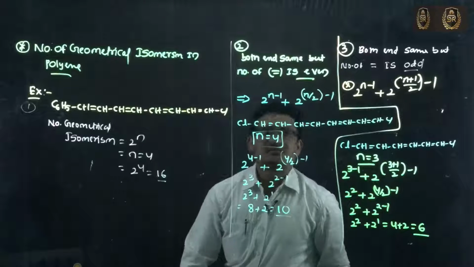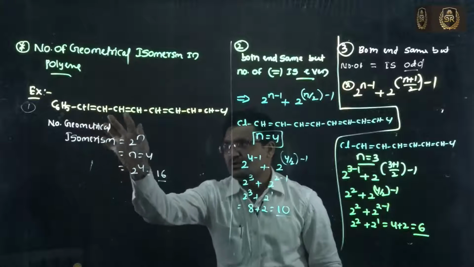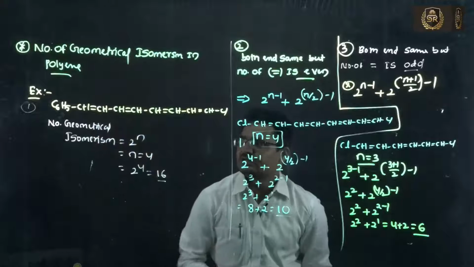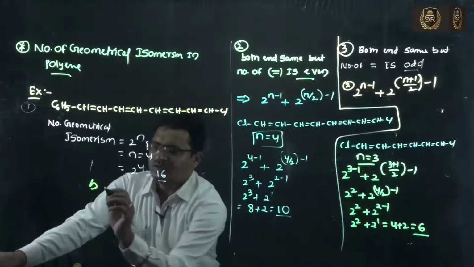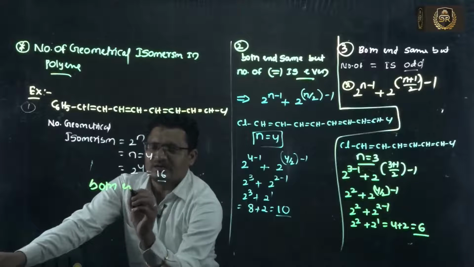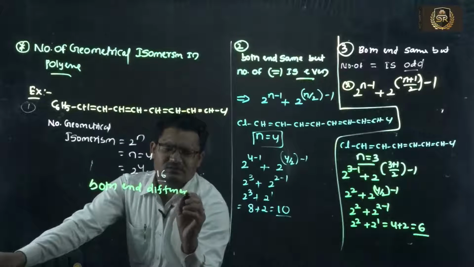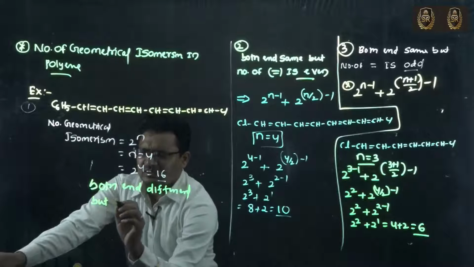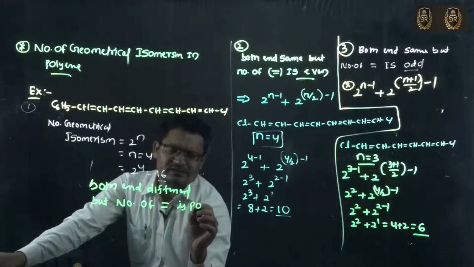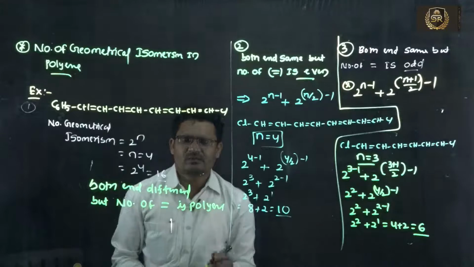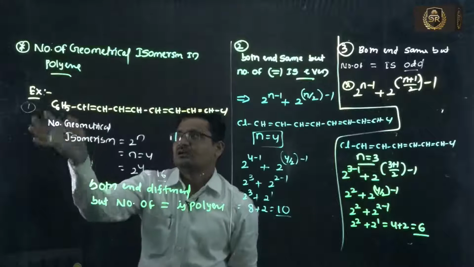Now what is observed in these three? Number of geometrical isomers in polyene. Here the double bonds are 1, 2, 3. Both ends are the same, or both ends are different. When both ends are different and the number of double bonds is poly, we have one type of formula.